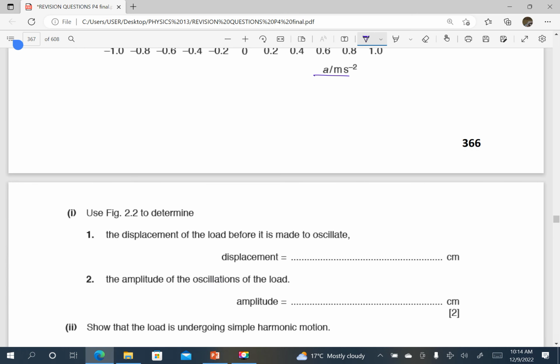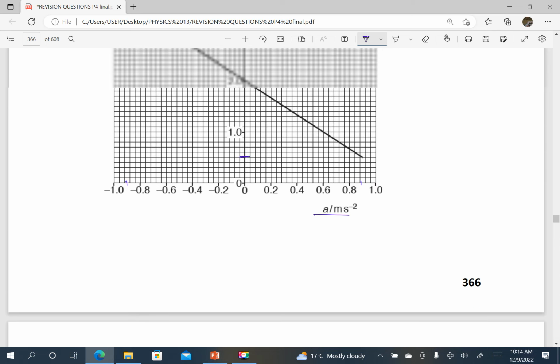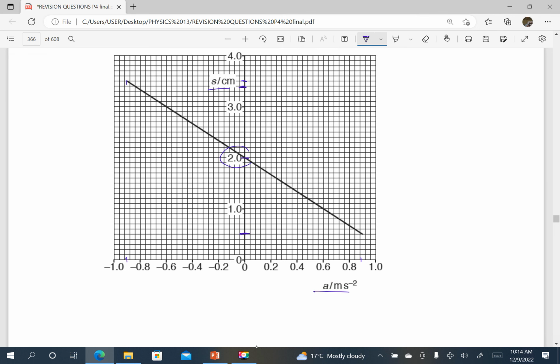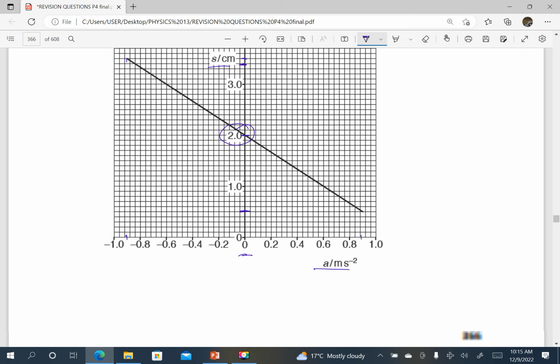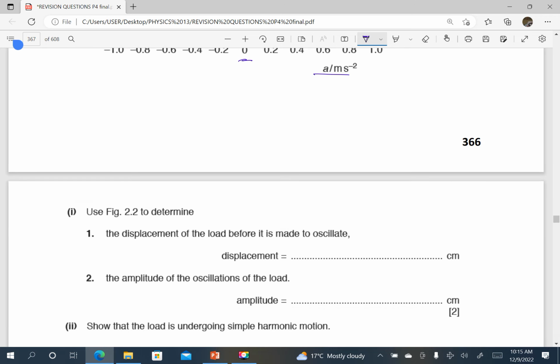From the graph, use the figure to determine the displacement of the load before it is made to oscillate. Before it is made to oscillate, we see it is crossing. The acceleration is 0 when the displacement is 2. It means it has a displacement of 2 before it is made to oscillate. So this means the displacement is 2.0 before it is made to oscillate.